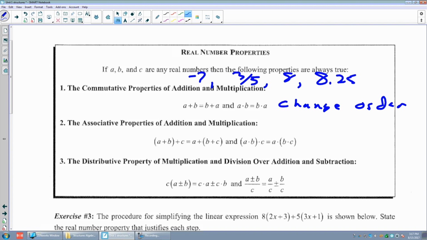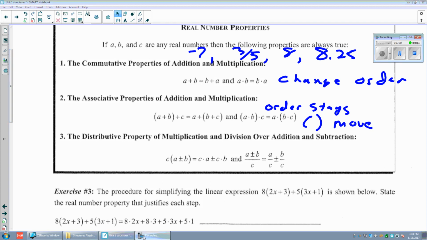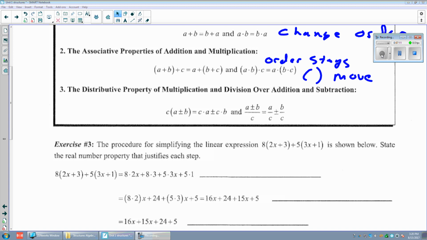The associative property of multiplication: order stays, parentheses move. And the distributive property. So don't get really messed up with that stuff right there.